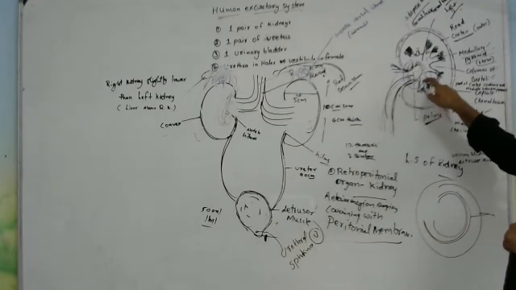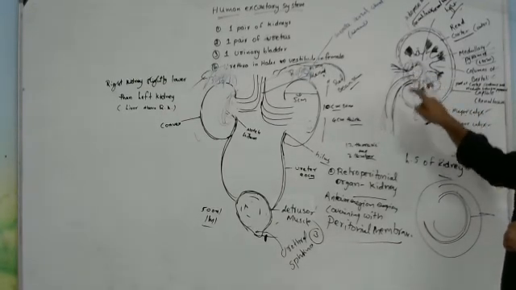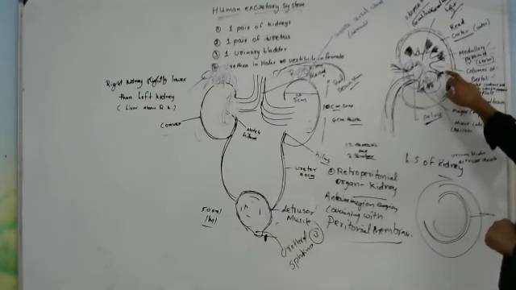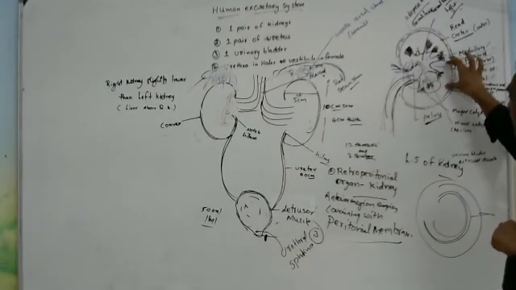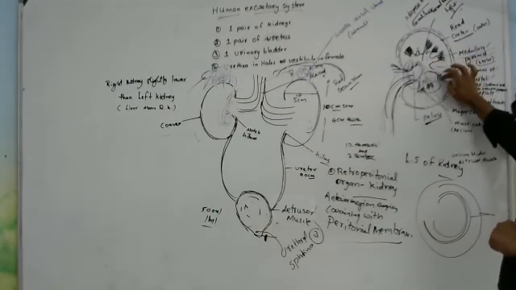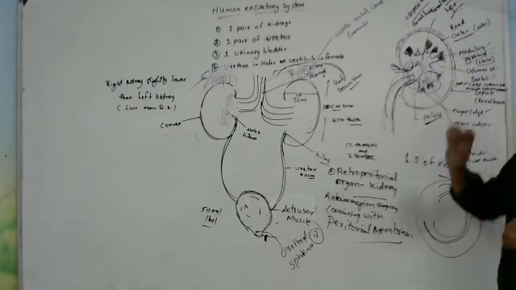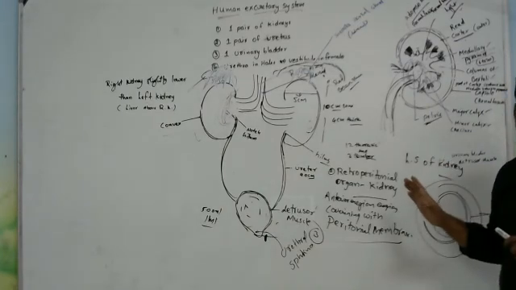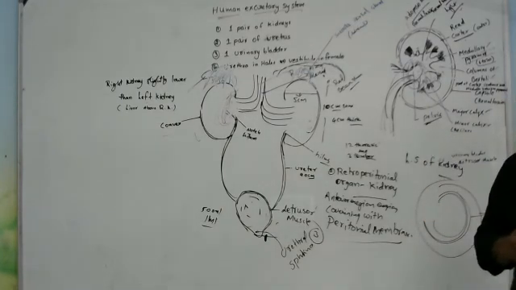The minor calyces receive the urine from the medullary pyramids and send it into the pelvic region. And then there are the columns of Bertin. Columns of Bertin are the cortex region extended into the medullary region, the structures in the space between the medullary pyramids. That is the internal and external structure of the kidney.